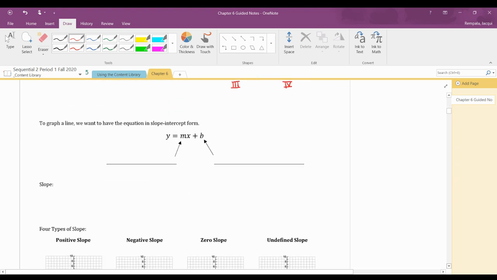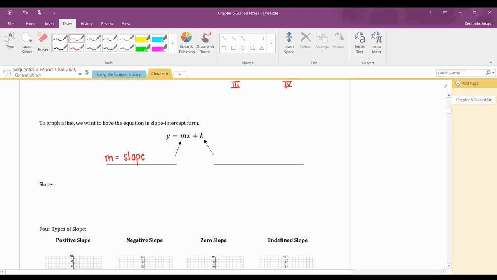Now let's talk about graphing a line. To graph a line, we want our equation in slope-intercept form. We call that y equals mx plus b. Notice that m is representing a number, but that m is going to equal what we call our slope.